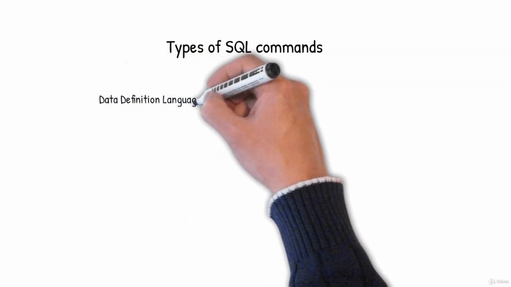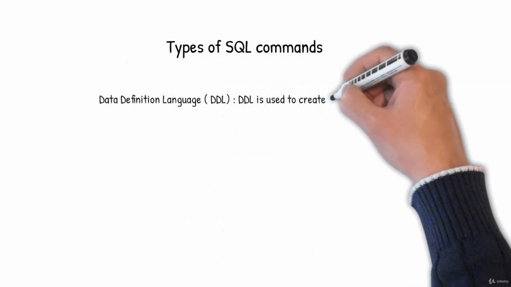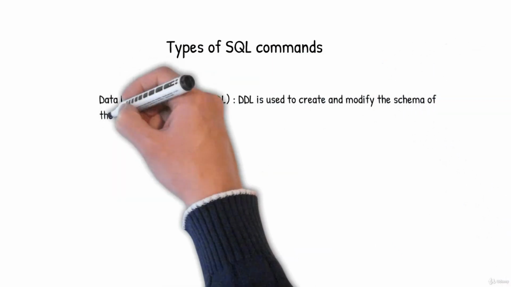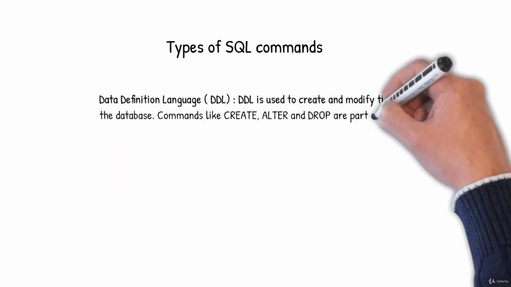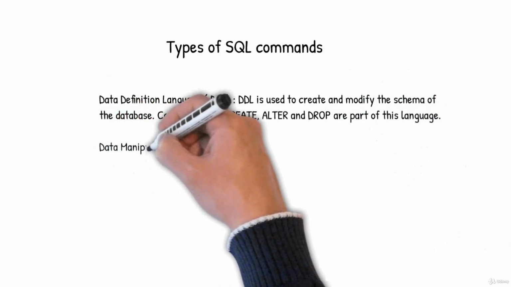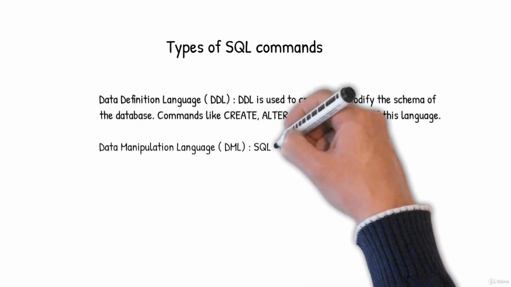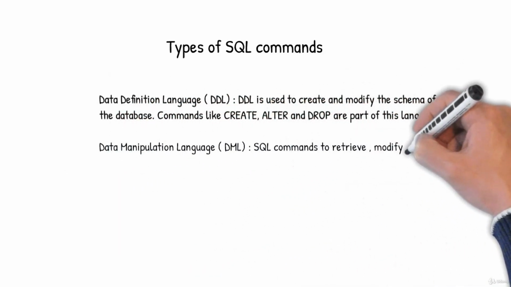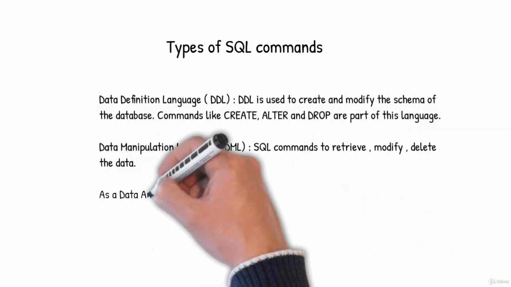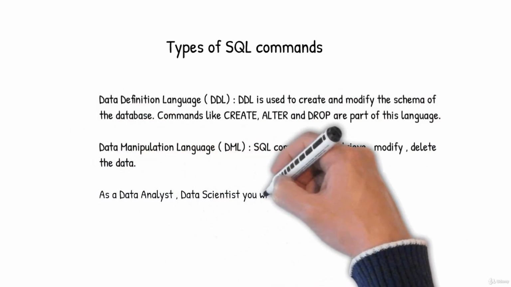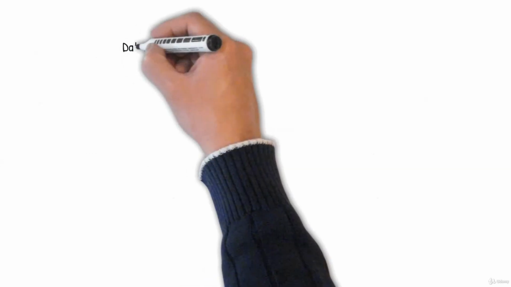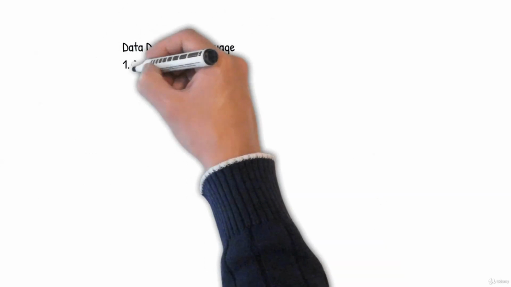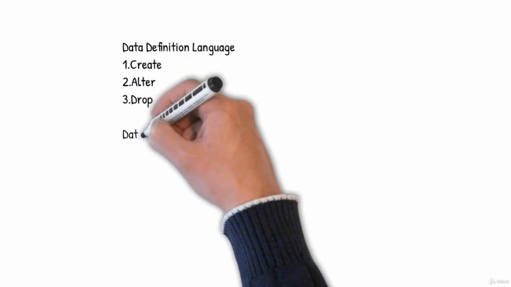So now what are the types of SQL command? There are typically two kinds of SQL command. The one is the data definition language and second is the data manipulation language. The data definition language is used to create and modify the schema of the database, and commands like create, alter, and drop are part of this language. Data manipulation language is the command to retrieve, modify, delete the data. So as a data analyst, you're going to spend most of your time in the manipulation language.